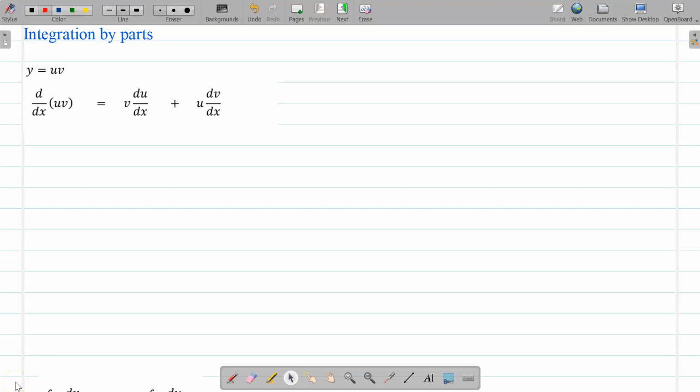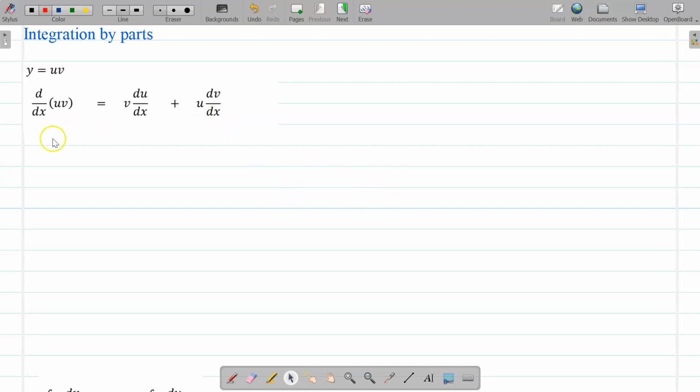In this video in our series on integration, we're going to look at integration by parts, and we introduce this by looking first at the product rule for differentiation. So we know that if y is the product of two functions of x, u and v, then the derivative with respect to x of that function is v du by dx plus u dv by dx. Okay, and that's proved elsewhere.